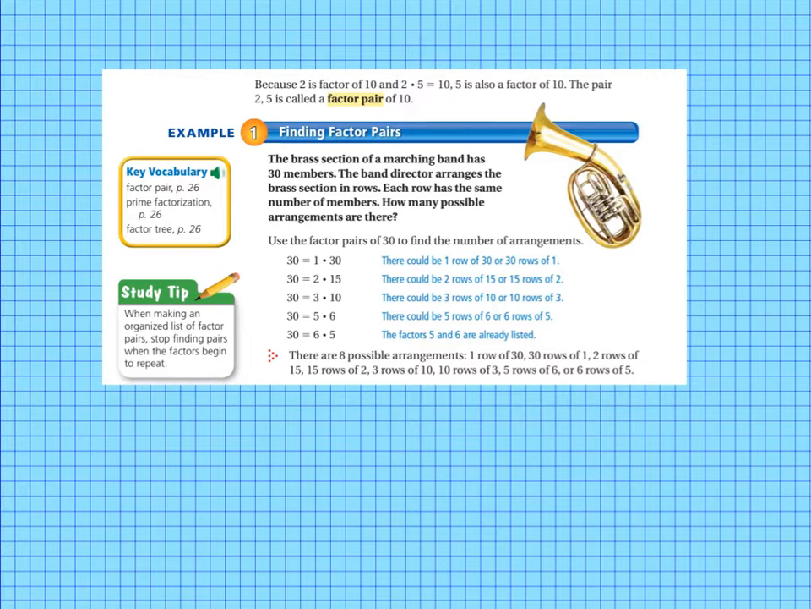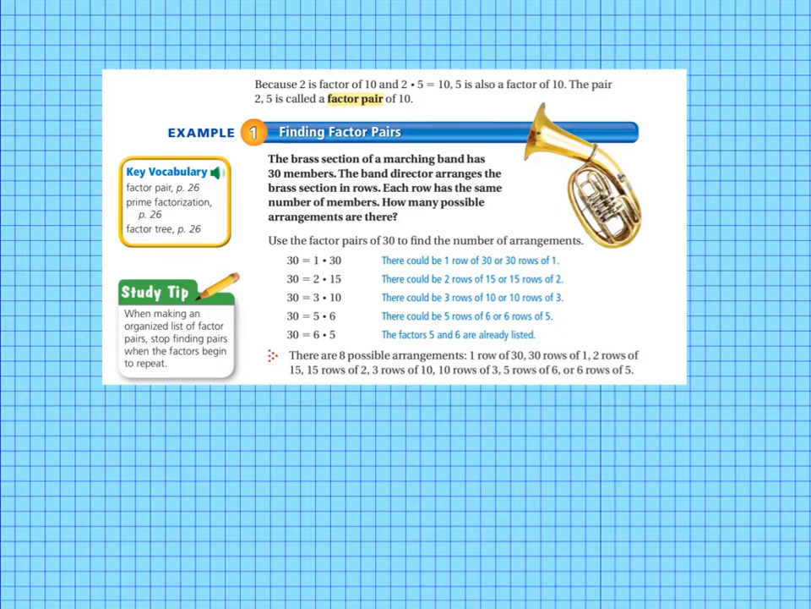Let's review what a factor pair is. Because 2 is a factor of 10 and 2 times 5 equals 10, 5 is also a factor of 10. The pair 2 and 5 is called a factor pair of 10. So let's get started with example 1.